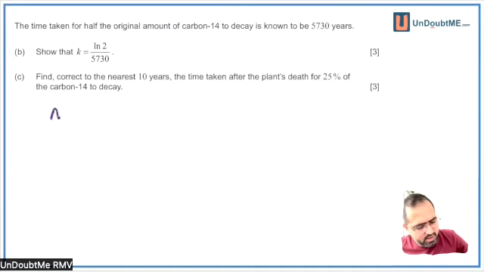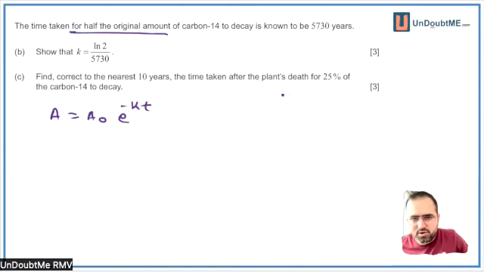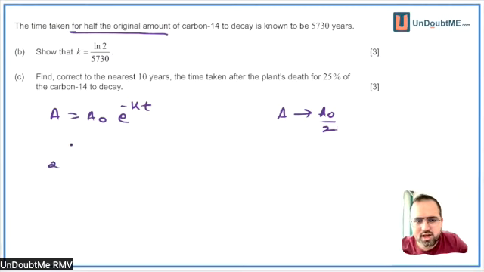The relation was A is equal to A naught e to the power minus kt. Half of the original amount means the value of A is A naught by 2. This is decaying. Decaying means the final value of A will be half of the original amount, and in how many years it will be. I think they are asking, no, they have given the years also. They are just asking the value of K. So this is to be done like this.